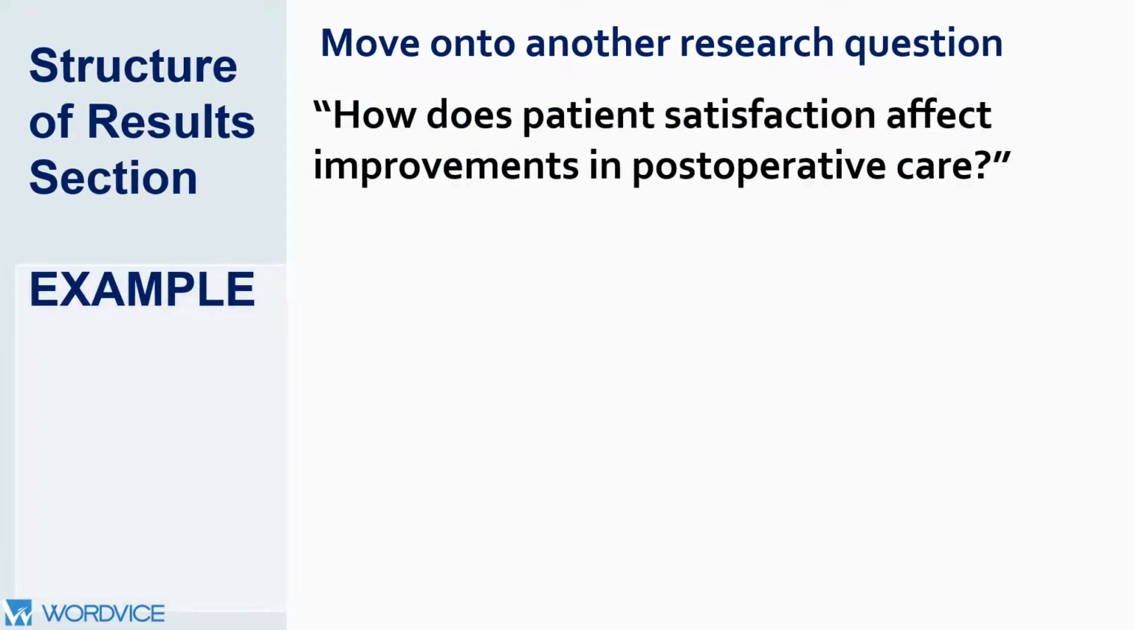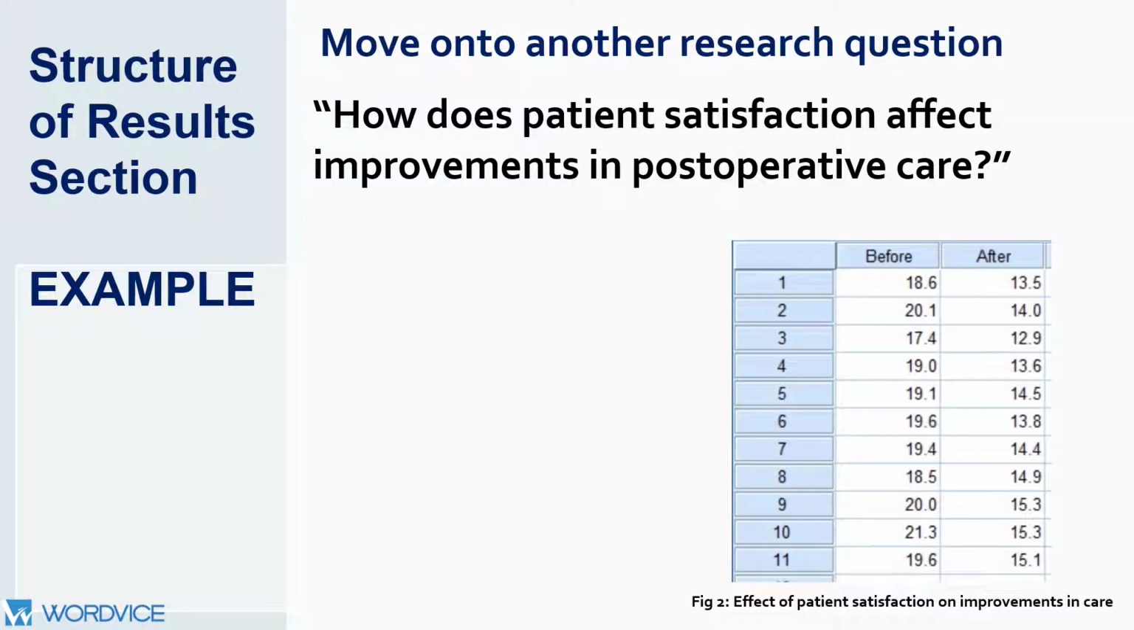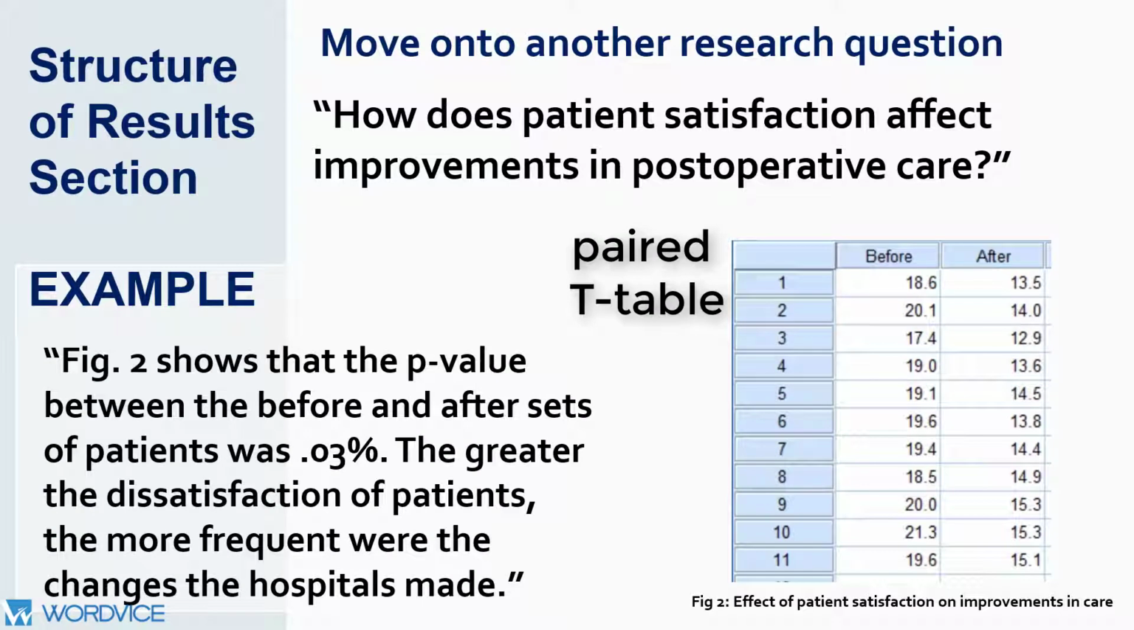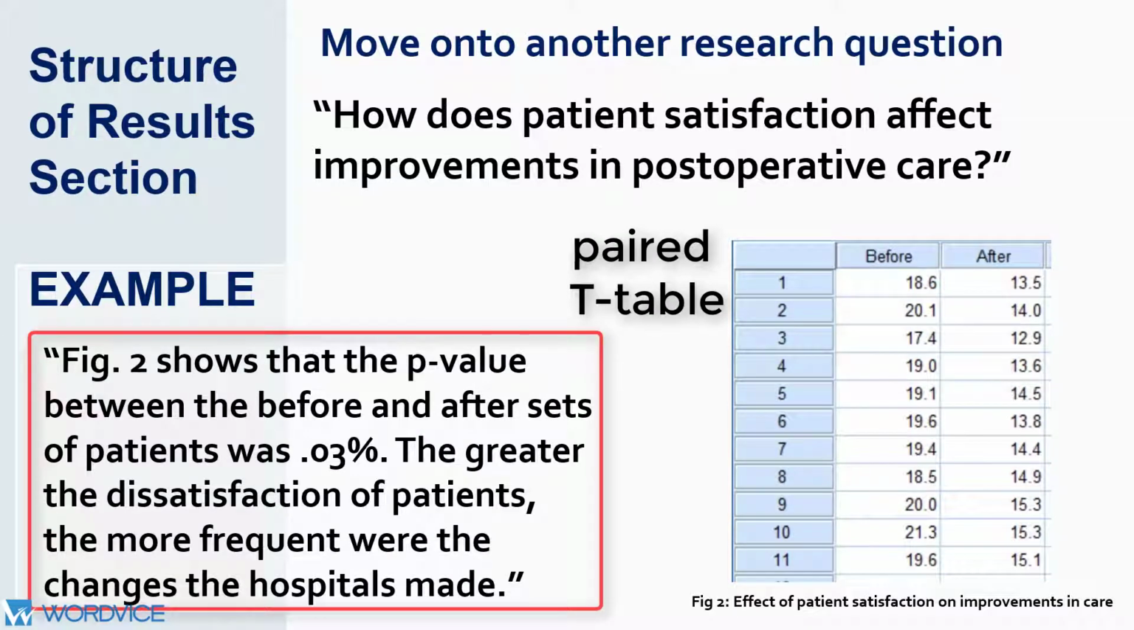For example, how does patient satisfaction affect improvements in post-operative care? Present data in the form of a figure or set of figures. For instance, a paired t-test table. Follow this with more content analysis to explain data. The p-value between the before and after sets of patients was 0.03%. The greater the dissatisfaction of patients, the more frequent were the changes the hospitals made.